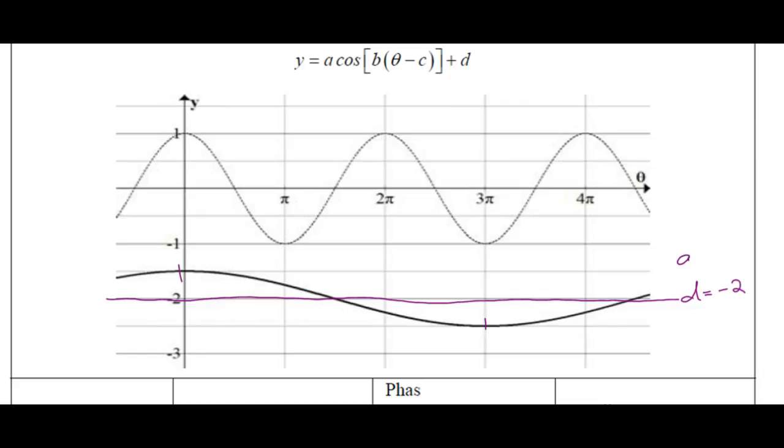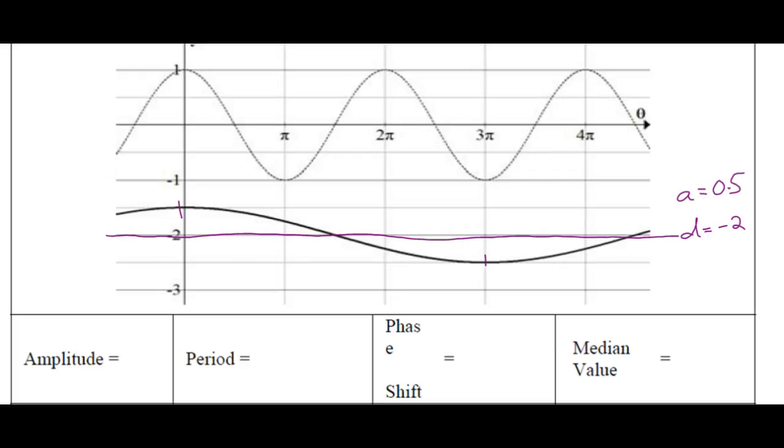What's my amplitude? 0.5, right? You're going from here to here, or you're going half the distance from 1.5 to 2.5. You can do fancy calculations. What else? I need the period. This scale is pi. So I've got 1, 2, 3 pi is half the period. So what's the period? 6 pi. So the period is equal to 6 pi.